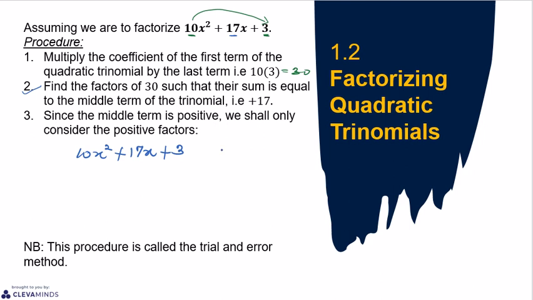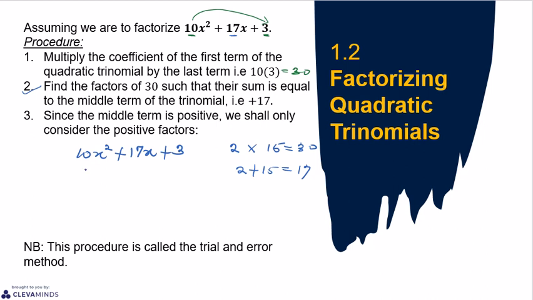When we take a look at that, we see that 2 and 15 is an example of such. When we multiply 2 by 15, we get 30. 2 and 15 are factors of 30. And when we add up 2 and 15, we get 17. So you can see point 2 says find the factors of 30, 2 and 15, which we have found, such that their sum is equal to the middle term, that is 17. Can you see that?